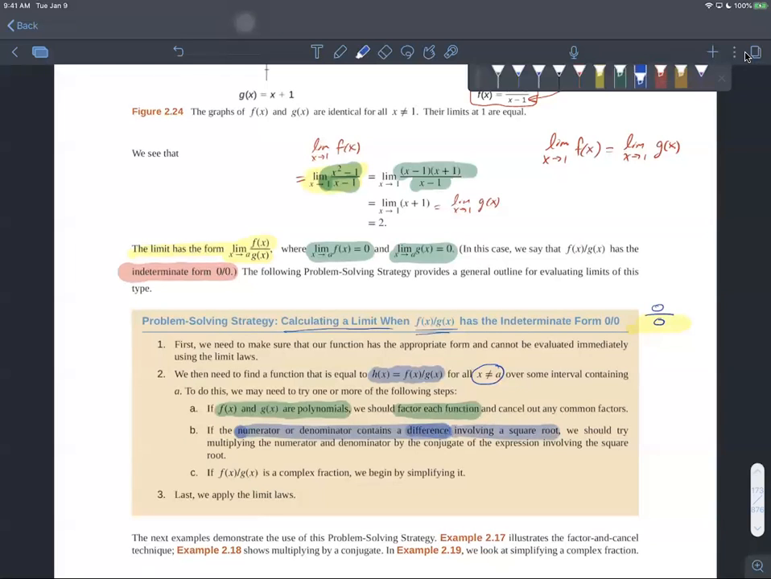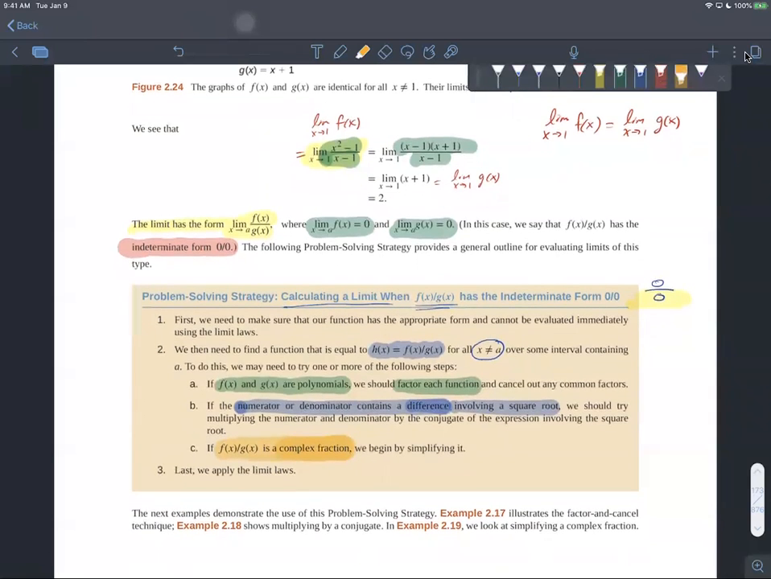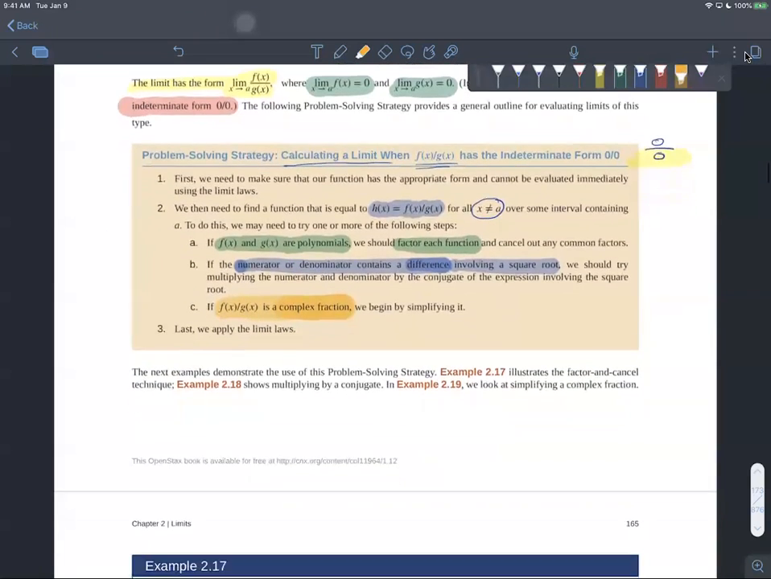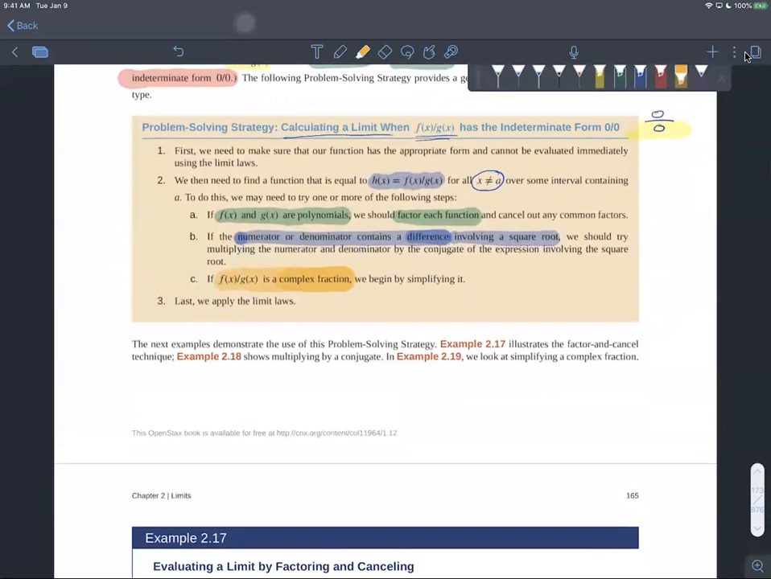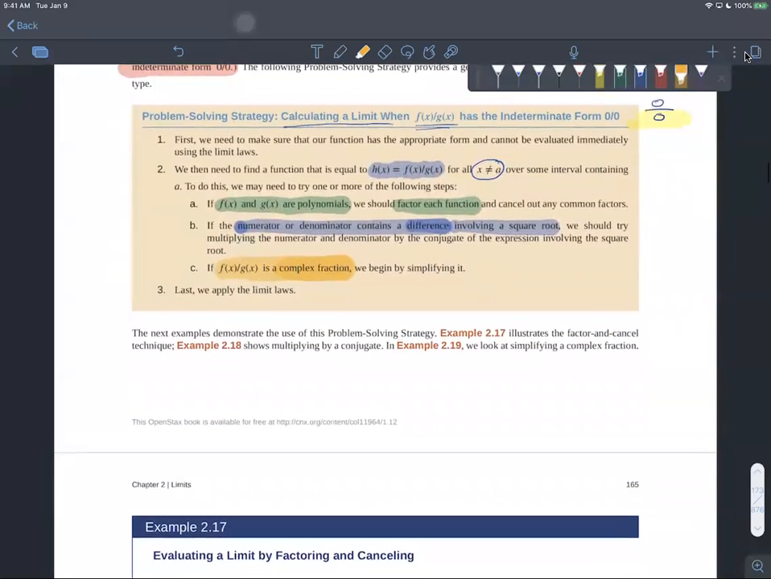And then part C, if f of x over g of x is a complex fraction, so they're definitely tackling all the possible cases, then we should just simplify that complex fraction. And then step 3, we apply the limit laws. I haven't read this ahead of time, but it says the next examples demonstrate the use of this problem solving strategy. So 2.17 illustrates the factor and cancel technique, 2.18 shows multiply by a conjugate, and 2.19 shows simplifying a complex fraction.